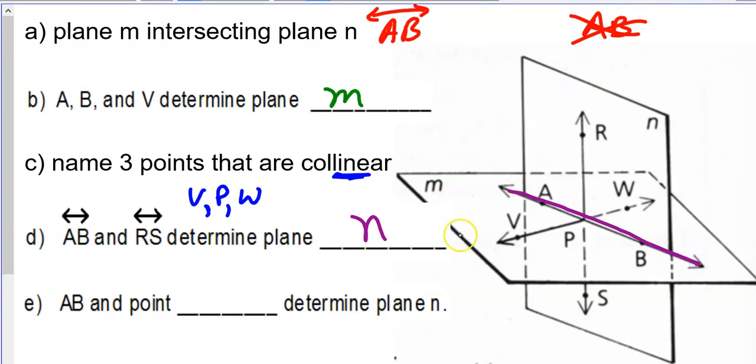It's going to be extremely important as we start going through our homework, your book work, that you draw pictures, you write on your diagram. A lot of your work will be on your diagram. So you have AB and point what determine N? Well, that would be R. Or you could actually say S.